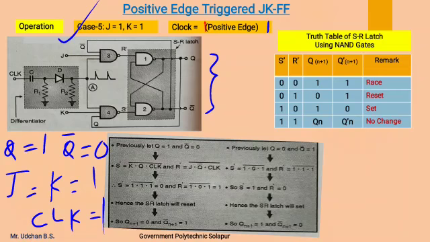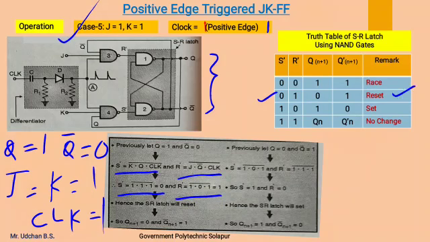Now we put these values into the equations of S dash and R dash, here the equation of S dash and here the equation of R dash. By putting the values of the respective clock, K and Q, and clock, J and Q complement, we get S dash as 0 and R dash as 1, meaning the inputs to the SR latch are S dash 0 and R dash 1, this condition, so the output will get reset.